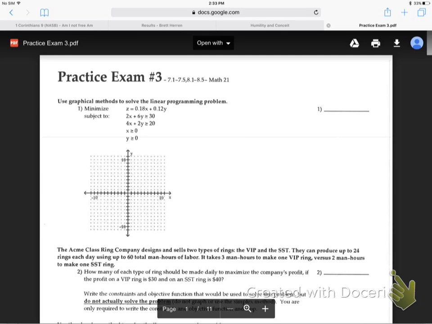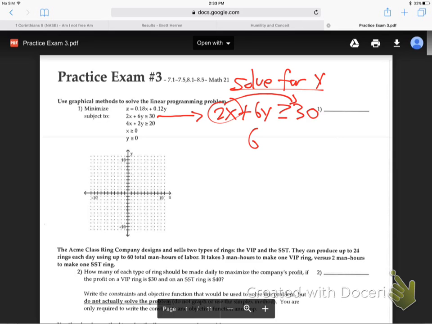Remember how we did these on the graphing calculator? You've got to solve both these equations for y, get y alone, and then type it into your graphing calculator. You guys have that with you? Let's try that. I'll take this one: 2x plus 6y greater than or equal to 30. So solve for y. I'm going to jump that 2x over. Remember when something jumps to the other side, it becomes negative, negative 2x. I just subtracted 2x from both sides. And then divide by 6.